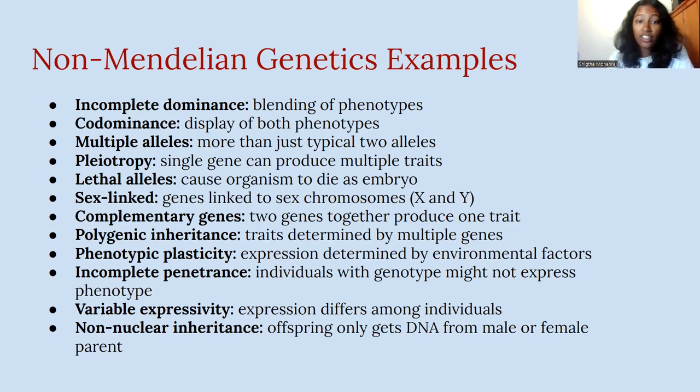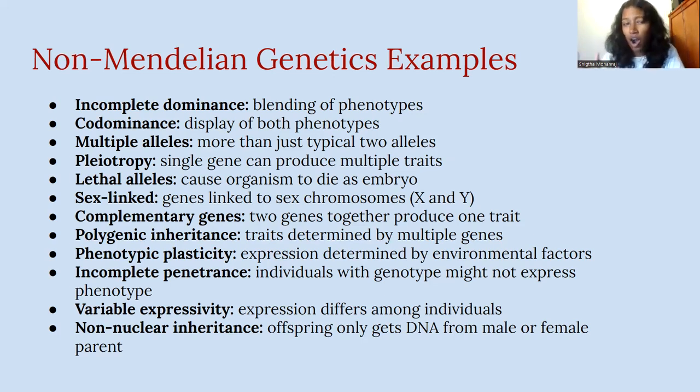And then there's polygenic inheritance, where traits are determined by multiple genes, again, just a more complex process. There's phenotypic plasticity, which is actually one of my favorites as well, where the expression of a gene is determined by environmental factors. This could be temperature or humidity, the amount of sunlight. So this is really cool to look at, about how it might not just be a matter of genes, but also the environment that an organism is in that determines what they actually express.